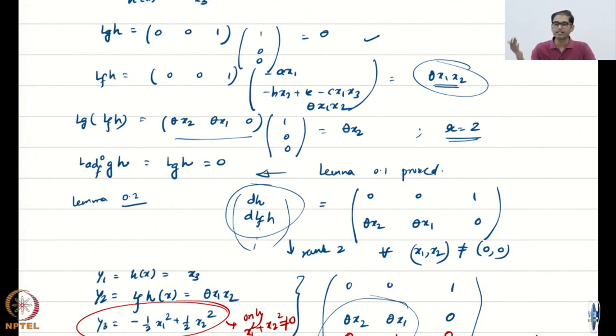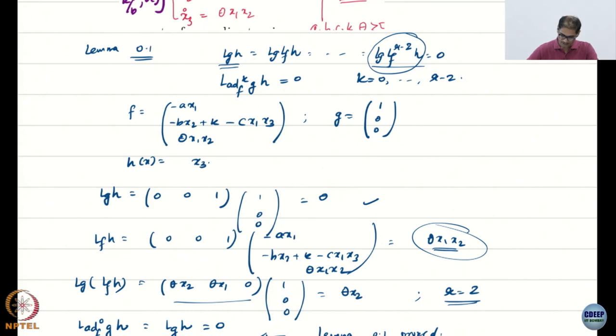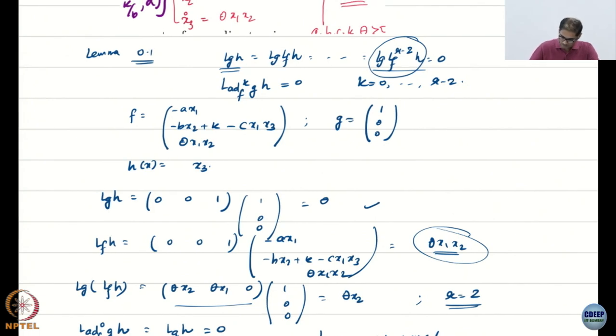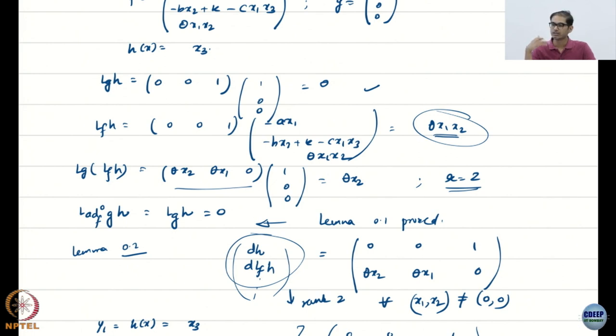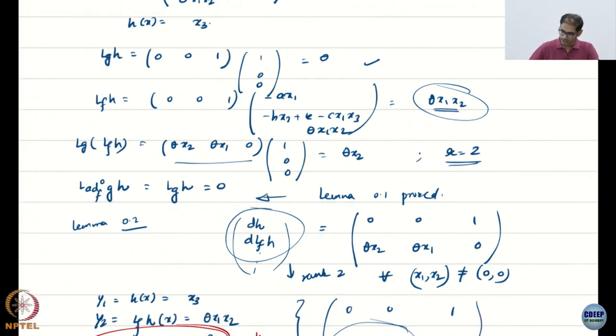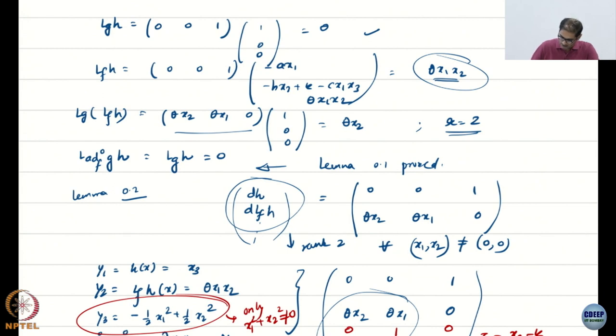Then we wanted to look at the rank of lemma 0.2, which is basically saying that h and L_f h, which are our new coordinates. In this case, h is basically your x3 and L_f h is theta x1 x2. These are the two new coordinates, and we wanted to see if their Jacobian has maximal rank. So we computed that. dh is 0 0 1 because h is x3, and L_f h is theta x1 x2, so dL_f h is basically this. For this to be maximal rank, we just need x1 x2 to be non-zero.